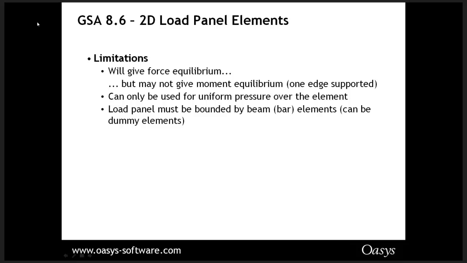You can only use it for a uniform pressure over the elements, so you can't model something which varies from one corner to another. And the other thing is that each of these load panel elements has to be bounded by beam or bar elements, which can be dummy elements, but you do need to have a loop of elements which enclose the panel. You can have more than one element along the edges, so it's possible to have 2 or 3 elements, for instance, along one edge of a load panel, but you do need to have that complete loop. So there's the load panel elements, the basic element.